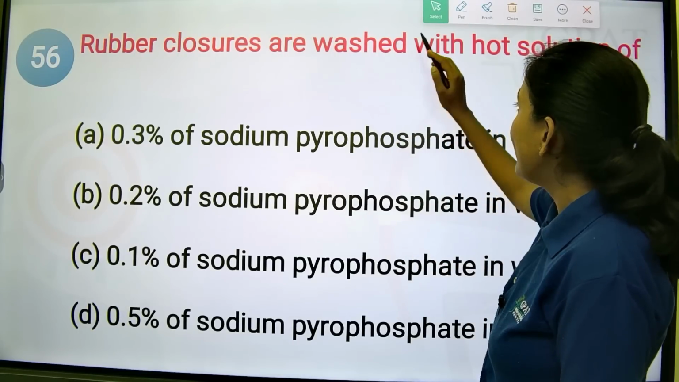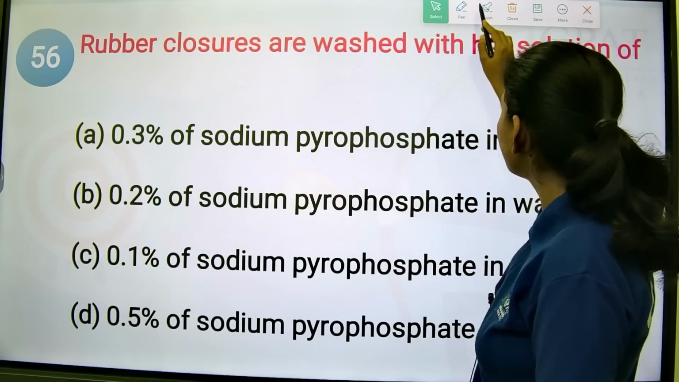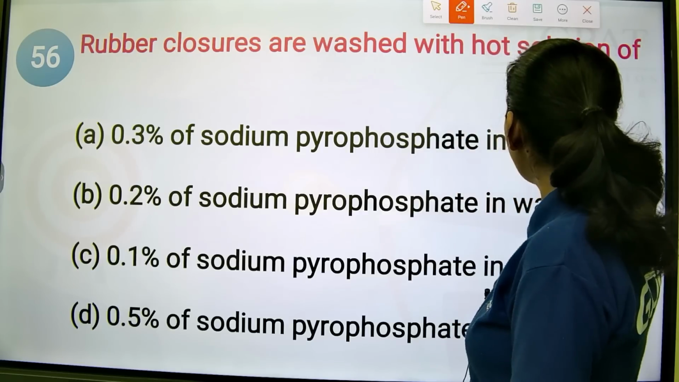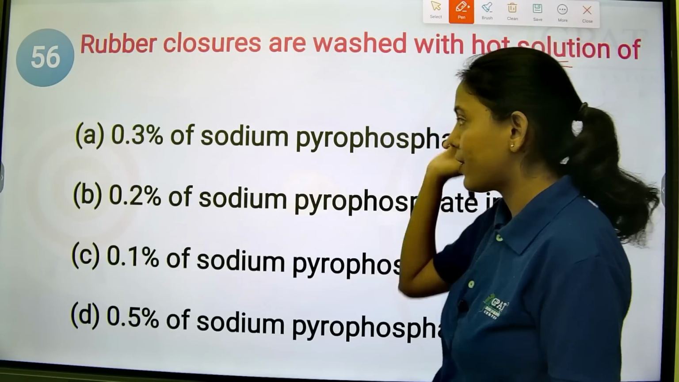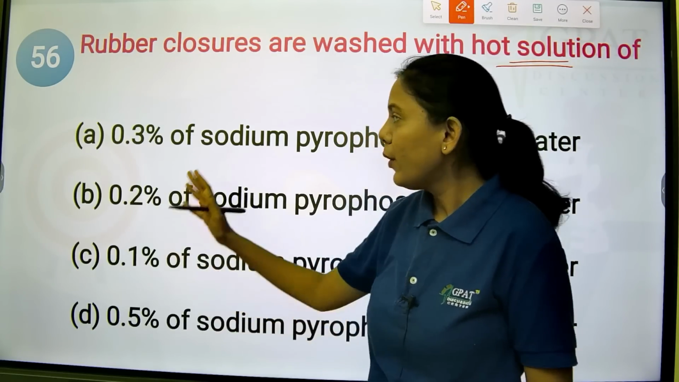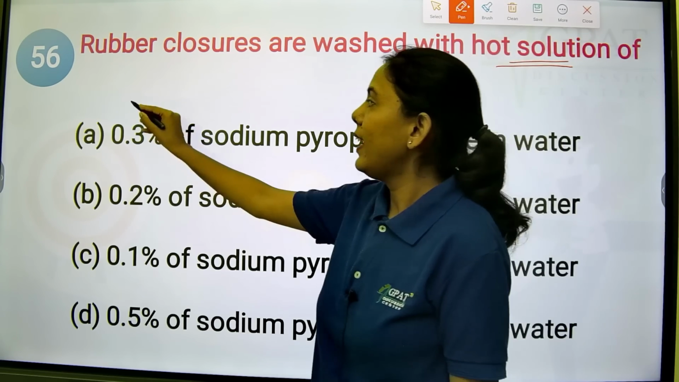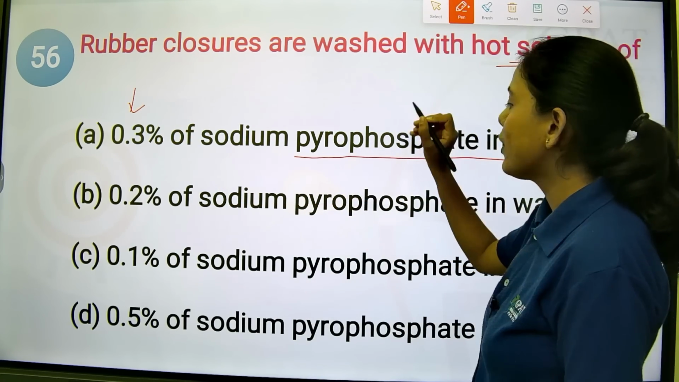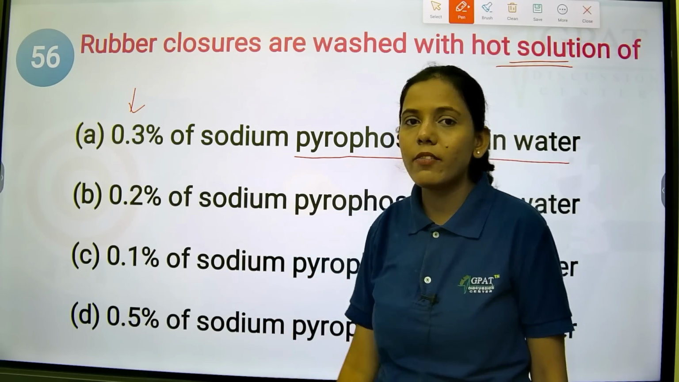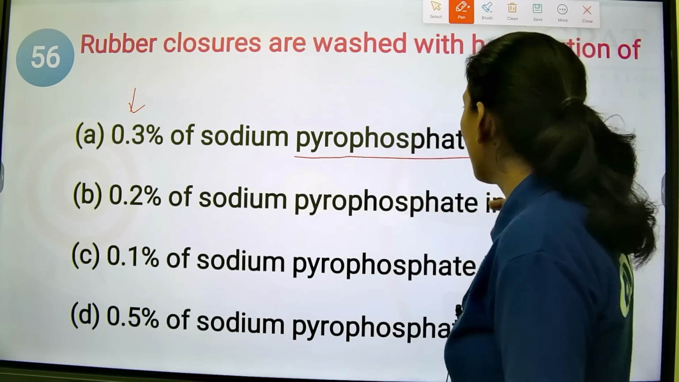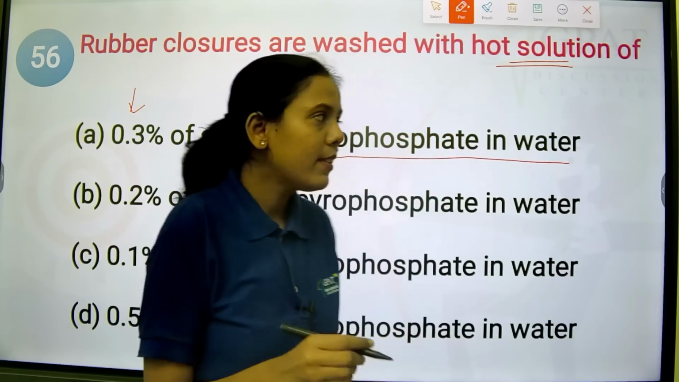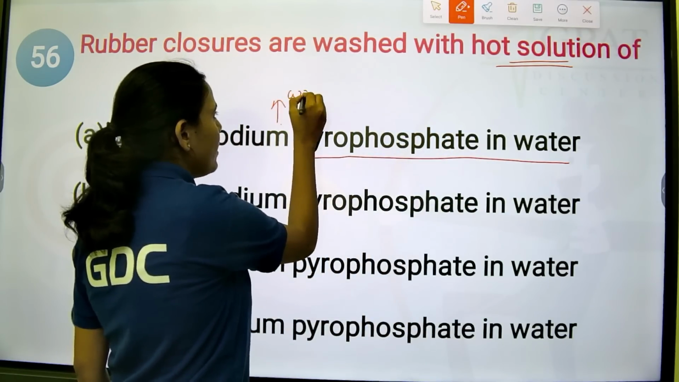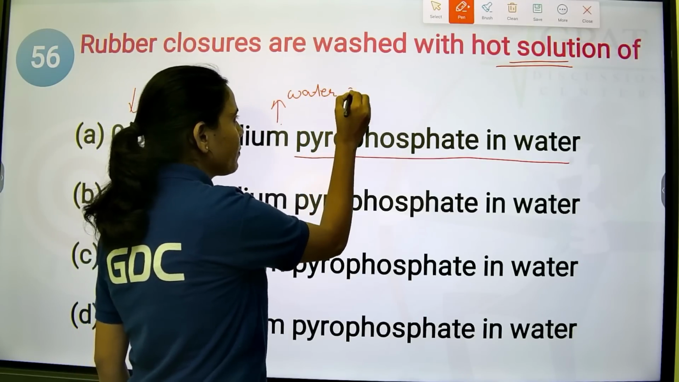The next one is rubber closures. Rubber closures are washed with hot solution of dash. Option A. Here you can see only the percentage is varied. Sodium pyrophosphate in water is constant. In all of them it is given as sodium pyrophosphate in water. Remember this is an inorganic substance and it is water soluble.